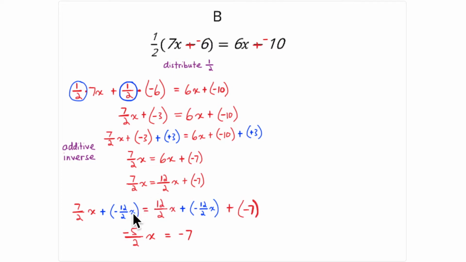So now I can add a negative 12/2 x to both sides. I can get rid of this term and move the 12/2 x over to this side as a negative 12/2 x. So now we have 7/2 x plus a negative 12/2 x, and then it gets kind of tough to talk about, but that's a negative 12 plus a positive 7. So you subtract their absolute values. 12 minus 7 is 5, and it's a negative 5 because you have more negatives than positives. So this is a negative 5/2 x. And over here, this becomes 0, and this is negative 7. So you have negative 5/2 x equals negative 7.